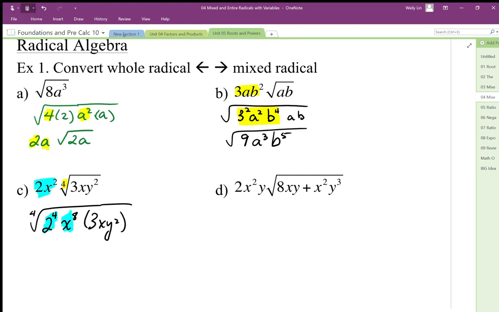Now I can simplify. I'm going to end up with 2 to the power 4 is 16 times 3. I get 48 for the number part. x to the 8 times x is x to the 9. And I have the original y squared inside.